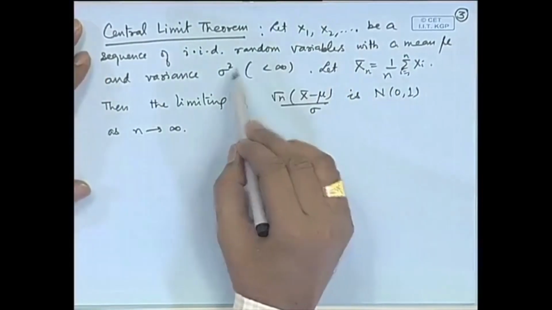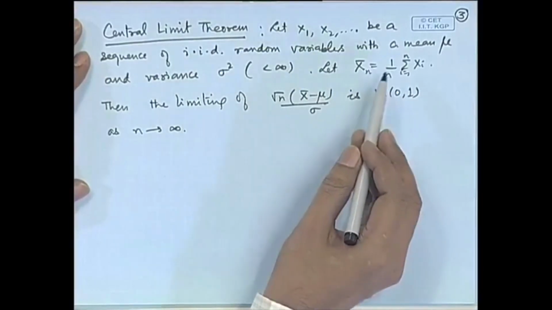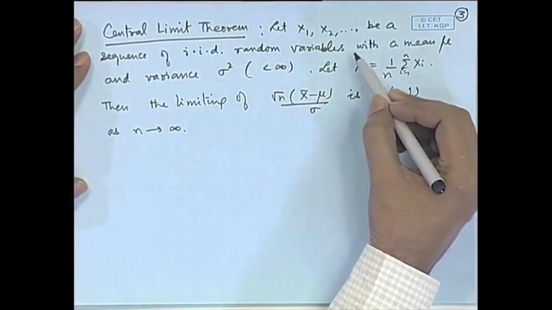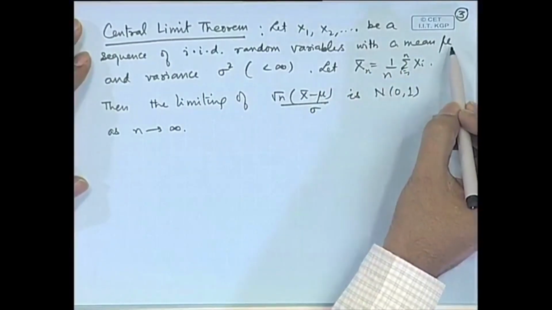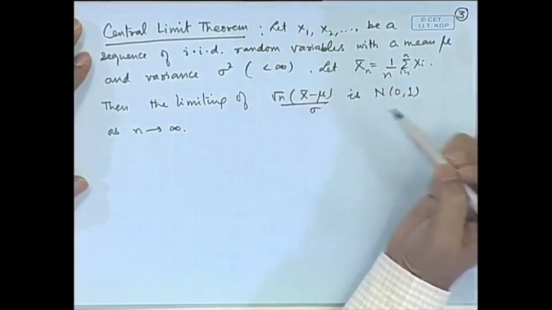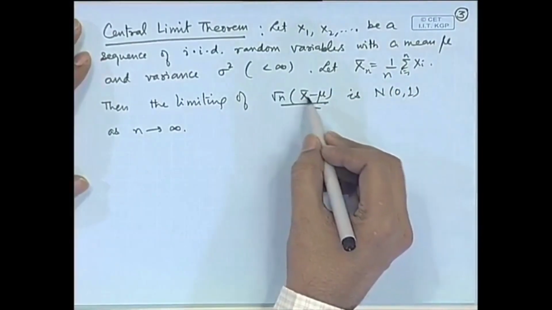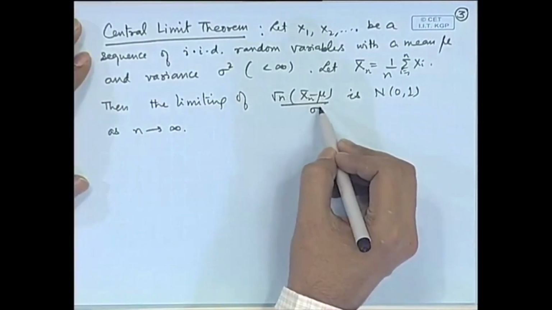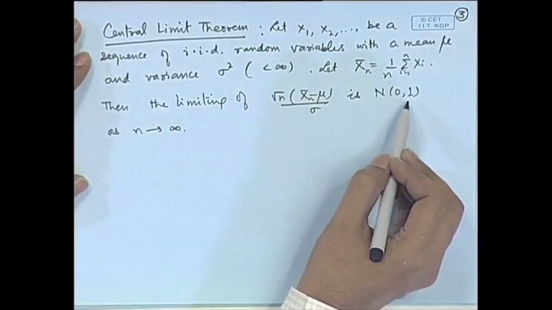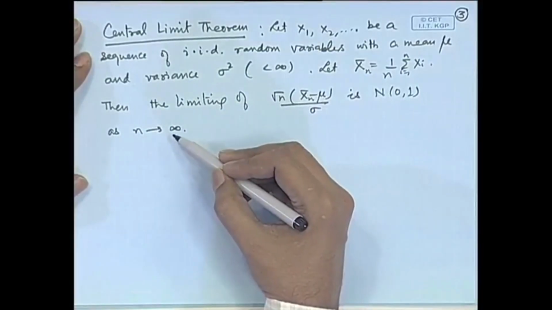Now, if we carefully look at the conditions of the theorem, this is pretty general. We are not making any assumption on the form of the distribution of x i's. All that we are assuming is that the mean is given and the variance is given. In that case, the limiting distribution of the sample mean after a certain change of location and scale is standard normal, provided the sample size is large. In fact, this is the result which places the normal distribution in the center of statistical theory.